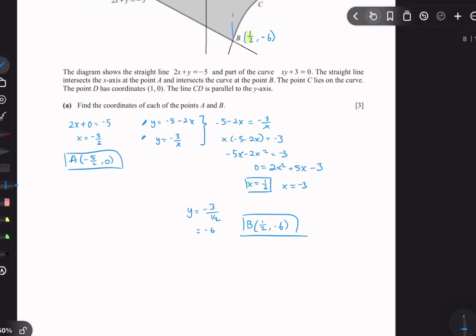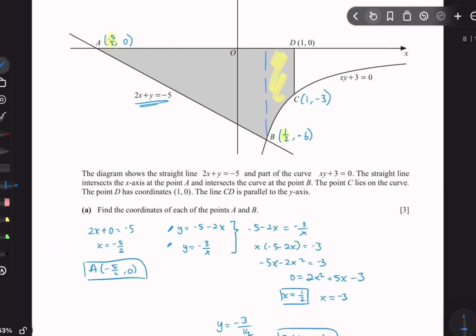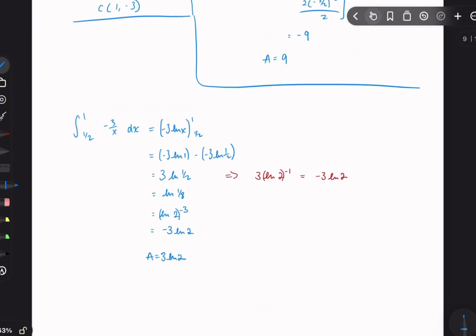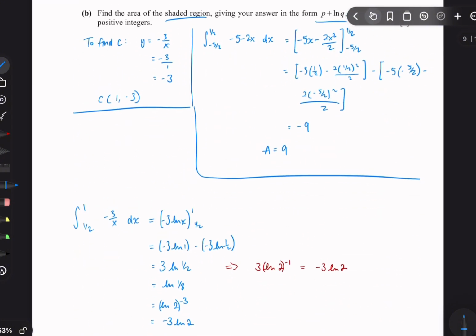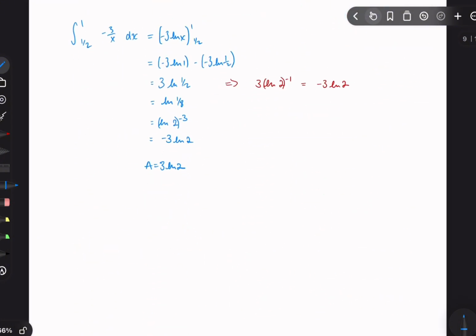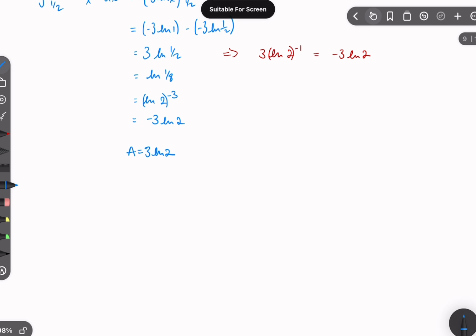And then since we want the area of this triangle and this section, we just add 9 and 3 ln 2 to get the final area of the shaded region. So the final answer is this.